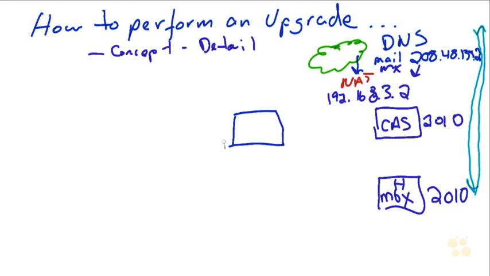So what I'm going to do is I'm going to do a separate CAS and mailbox role for Exchange 2013. So I'm going to put my CAS box in. I'm going to put my mailbox role in. Remember, your transport is now built in. If you have unified messaging, that's built in, all of that stuff.